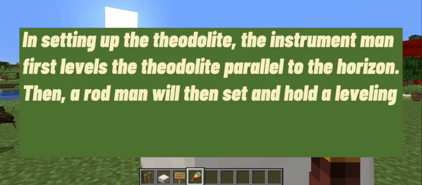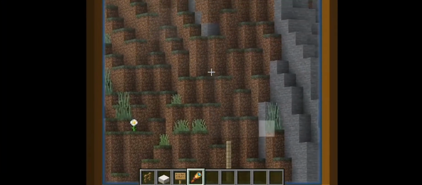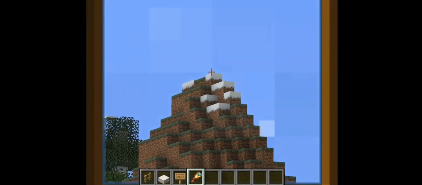In setting up the theodolite, the instrument man first levels the theodolite parallel to the horizon. Then, a rodman will set and hold a leveling rod vertically near the base of the point of interest in order for us to read and measure. After that, the instrument man spots the peak of the point of interest accurately while using the micrometer scale.